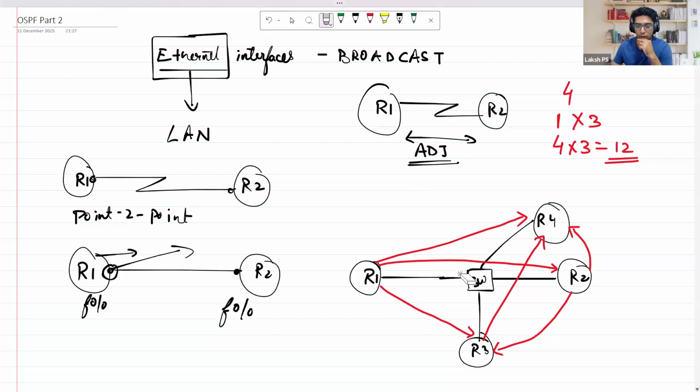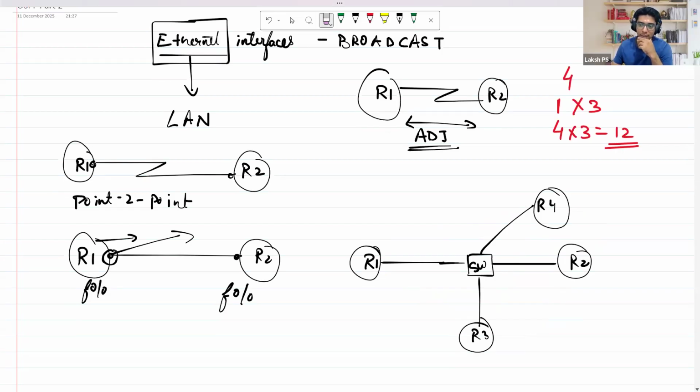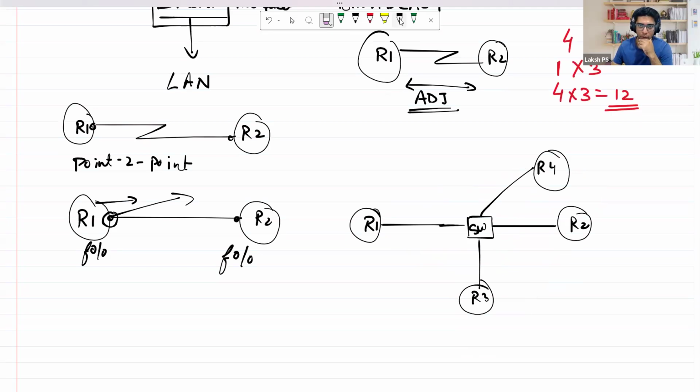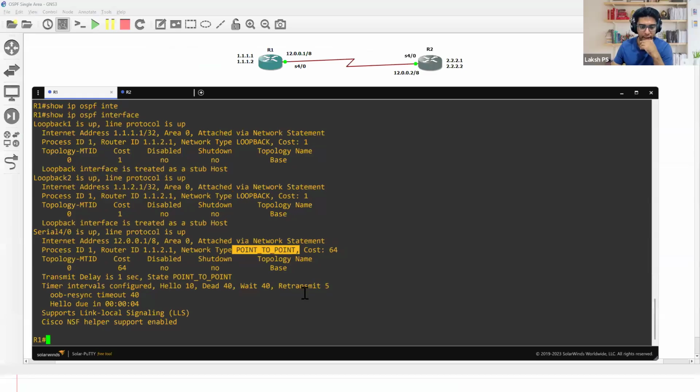Between these four routers, there will be 12 OSPF adjacencies. All right. Now, why is this important to understand? Or you may think, okay, even if they have 12 adjacencies, what is the problem? The problem is, let me take you to this particular diagram.